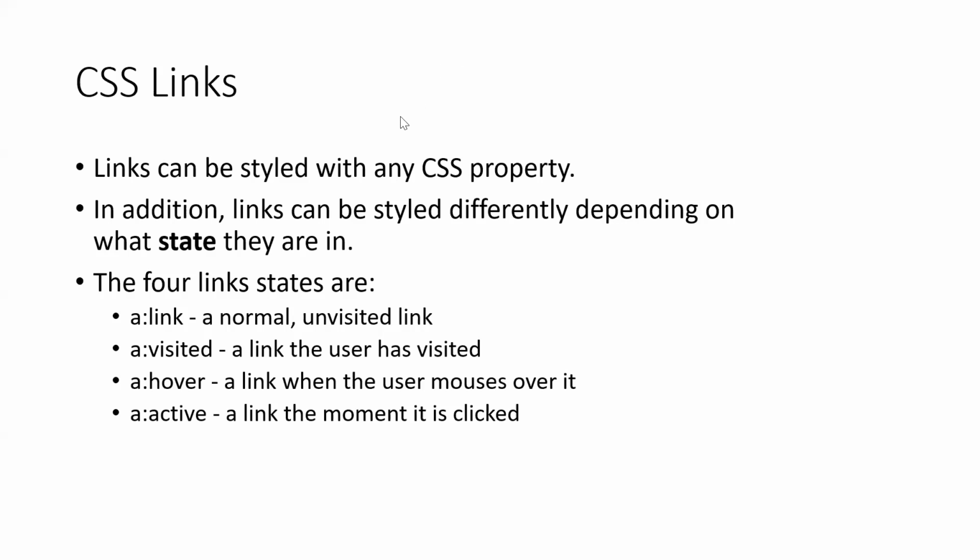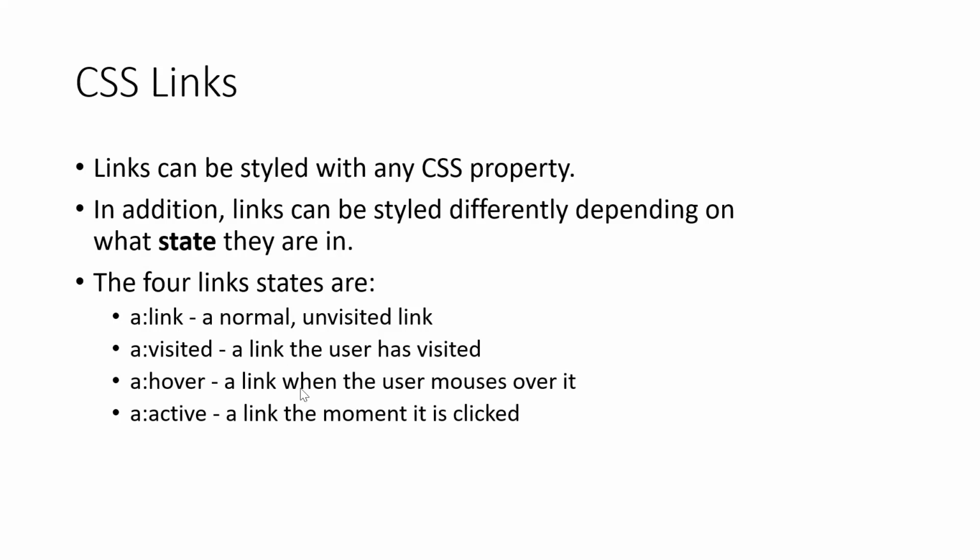In CSS links, we can use different states. States means in a link, if you just have the link, we call it a normal unvisited link. Visited means you have already clicked that link. Hover means you go over it, right? And active means the moment it is clicked. So these are different states, and depending on the state, we can change how it looks.